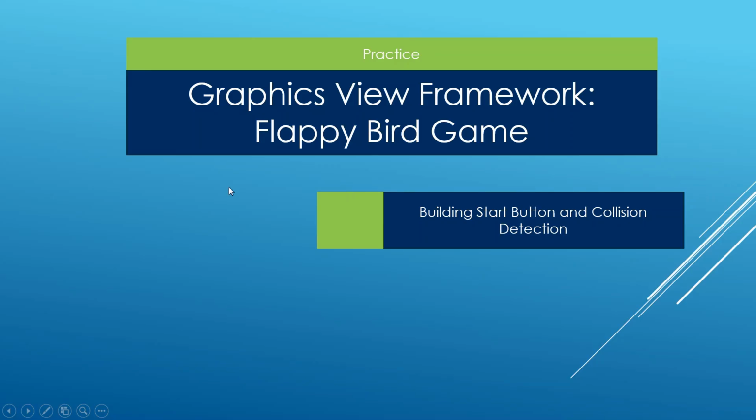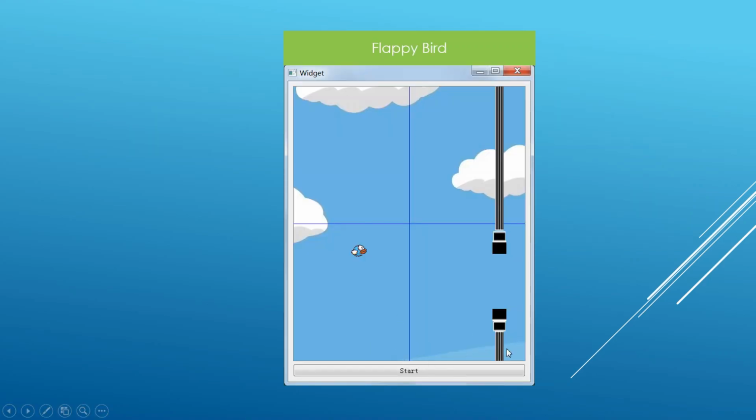In this lecture, we're going to keep working on our Flappy Bird game. What we're going to do is put in a start button like this. We're going to click on this button and start the game. We are also going to detect when a pillar hits the bird, and we're going to stop the game and show the game over graphics and all these things here.